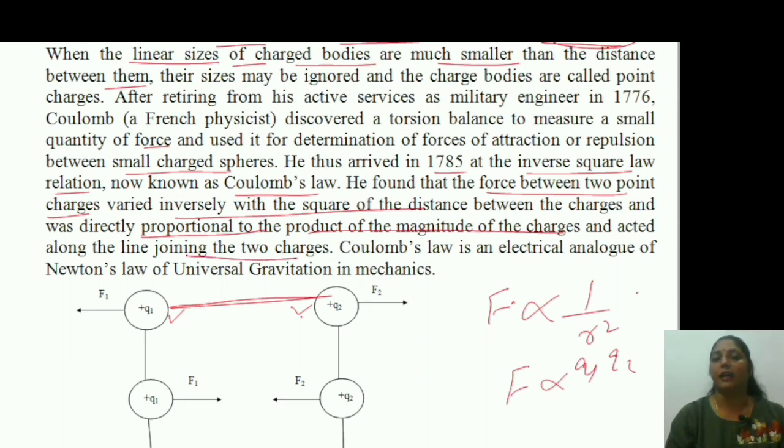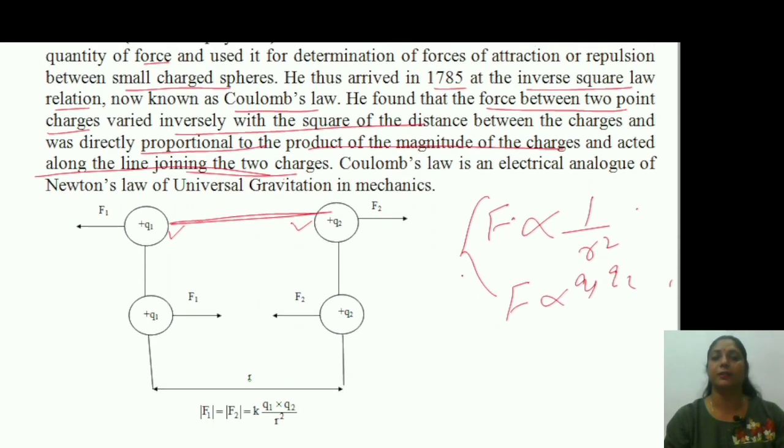Actually, force is a vector quantity. So what is the direction of these forces? Force always acts along the line joining the two charges, right? So when you combine these two, Coulomb's law becomes what? F equals Q1 Q2 by R square, directly proportional to the product of the two charges and inversely proportional to the square of the distance between them.